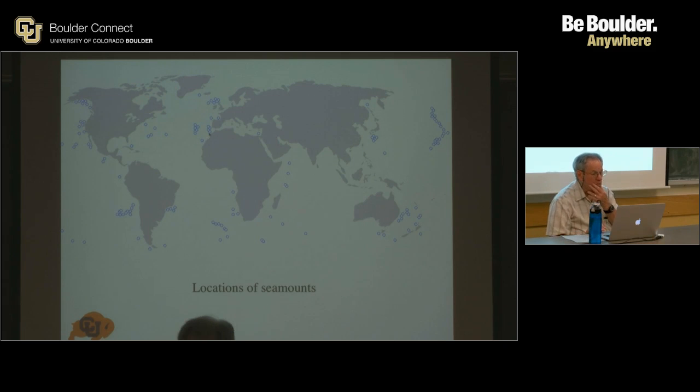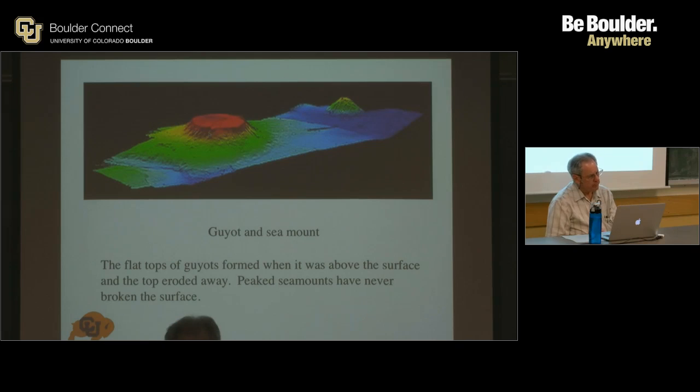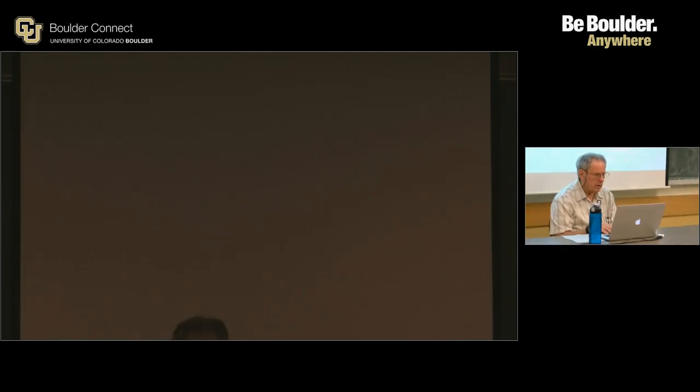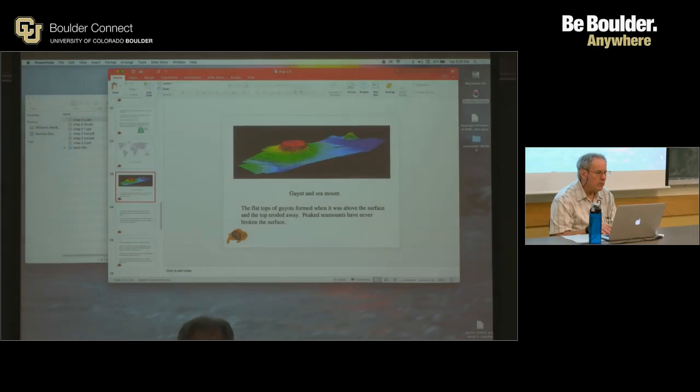I don't know why I missed this one. This is a cool picture of a seamount and a guyot. The guyots are the flat top ones. The flat top means that it was once upon a time above the ocean and has sunk below the ocean.